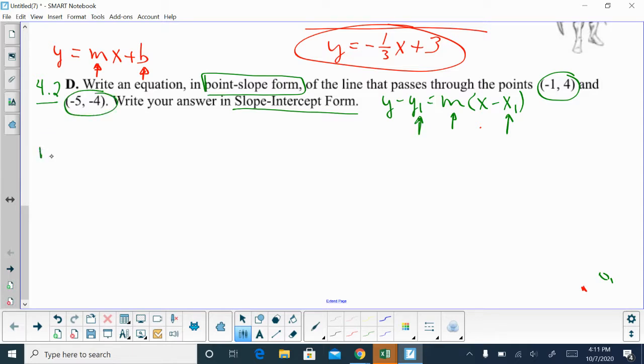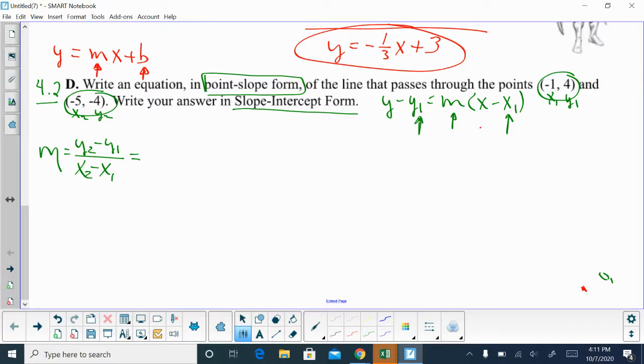So if you'll recall, slope is y sub 2 minus y sub 1 all over x sub 2 minus x sub 1. So I am going to mark my points. I'm going to call this x1, y1, x2, y2. I do that to help me keep it straight. I don't want to mix them up, and it helps me to get the correct answer. So we've got to find the slope, and then we can use one of those points and plug it into point slope form.